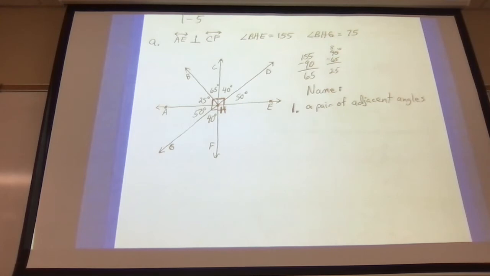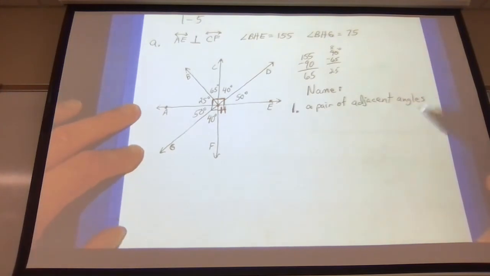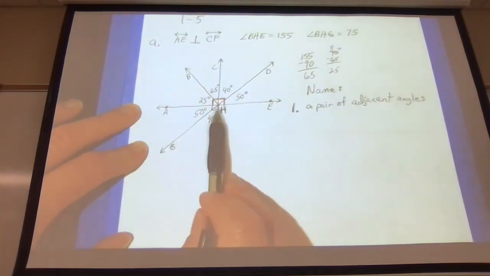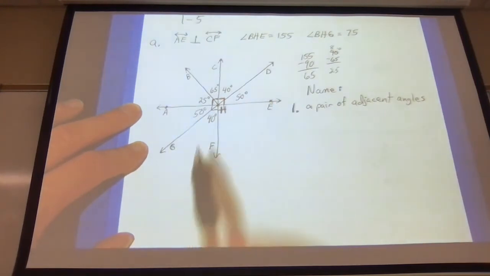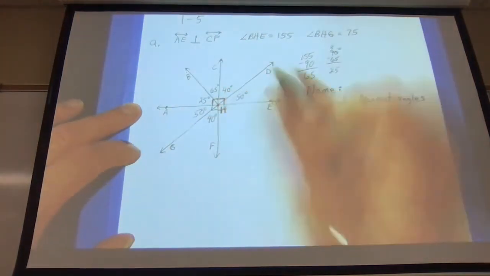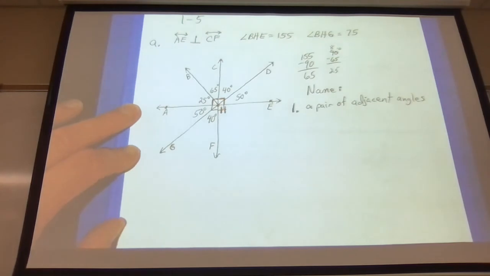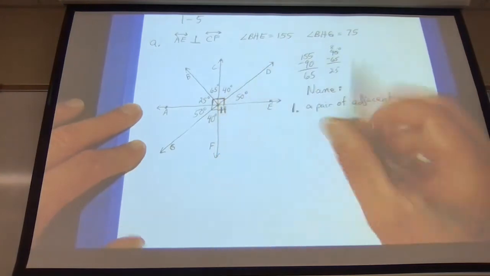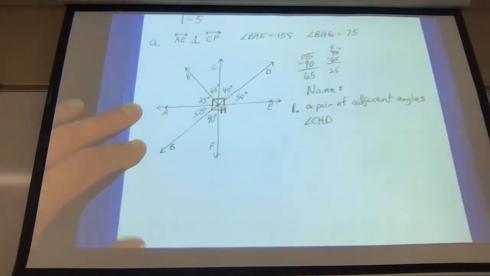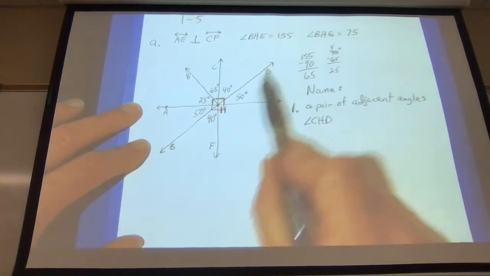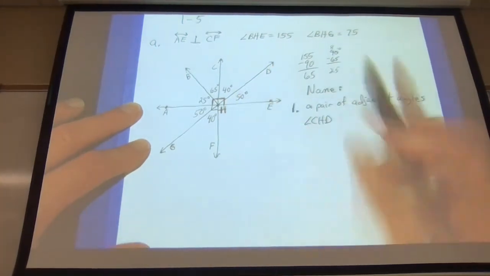So looking at your picture up here, can anybody give me an example of 2 angles that are right next to each other? We want an angle. You need 3 letters to name an angle. A, B, B's up here. H is in the middle. You're going to have to use H. Walker, what do you think? CHD. Did you say DHE? She is right here. Those 2 are next to each other.